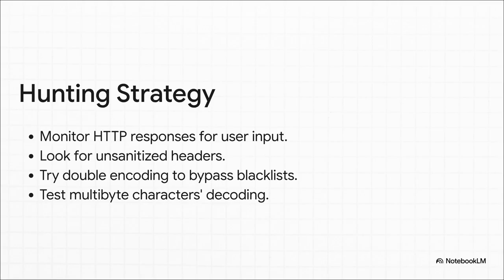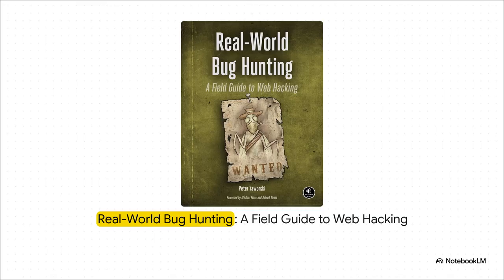And finally, taking a page right out of that Twitter heist, always test multi-byte Unicode characters to see exactly how the server's backend logic decodes and strips the data. Because as we just saw, sometimes the server does the hacking for you. And I have to say, all of the incredibly detailed mechanics and real-world case studies we covered today are sourced directly from Peter Yaworsky's phenomenal book, Real-World Bug Hunting, A Field Guide to Web Hacking, specifically Chapter 6. It's just an absolute goldmine for understanding how the invisible mechanics of the web can be manipulated.